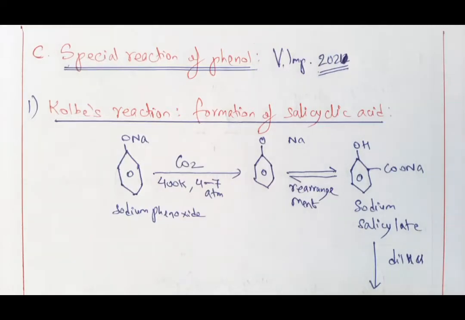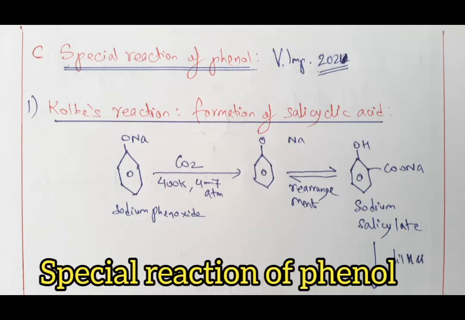Hello students, as you all know we are doing phenol, in which we have finished the preparation, then the physical property. After that we did the chemical property, in which we have finished side chain reaction of phenol and nuclear reaction of phenol. In A we did side chain reaction of phenol, in B we did nuclear reaction of phenol. Now in C we'll do special reaction of phenol under chemical property of phenol.